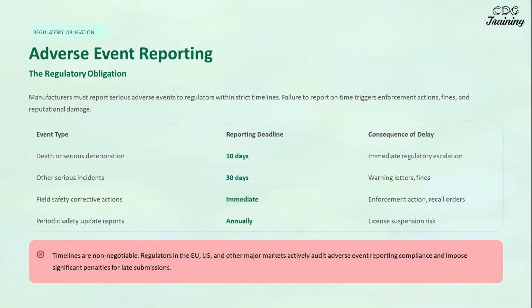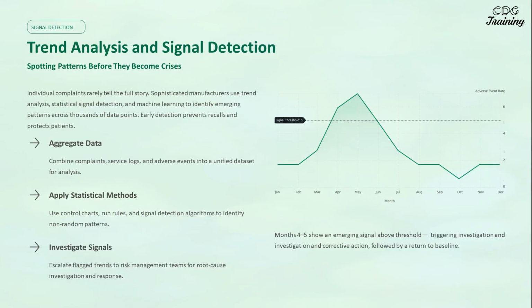Manufacturers must report adverse events promptly to regulators. Delays can lead to enforcement actions and penalties, emphasizing the importance of timely compliance with reporting obligations. Sophisticated manufacturers use trend analysis and signal detection to identify emerging issues before they become crises. This proactive approach helps prevent recalls and protects patients.